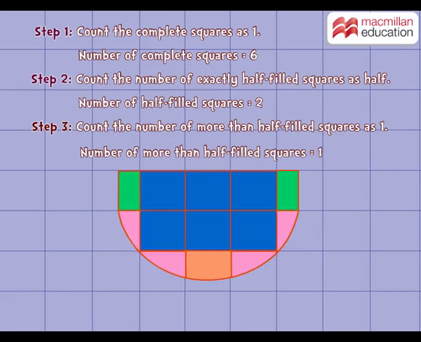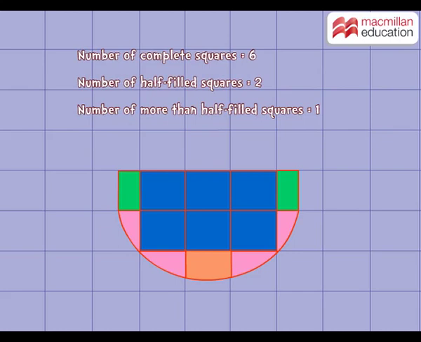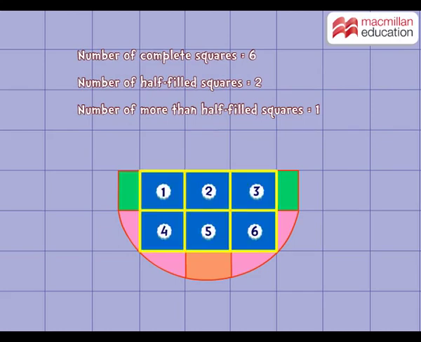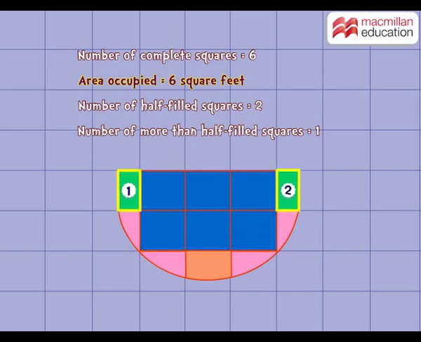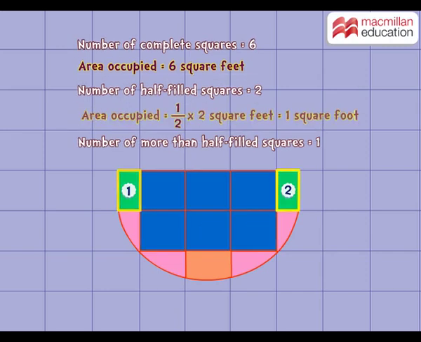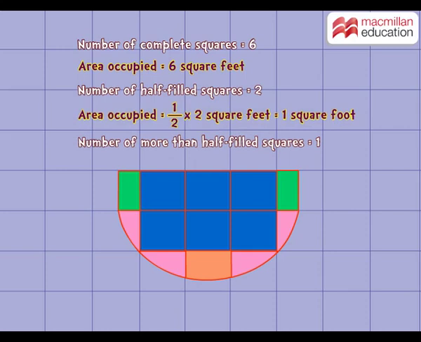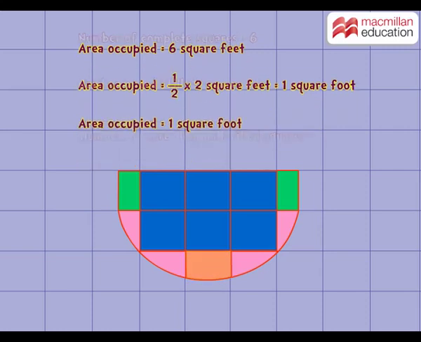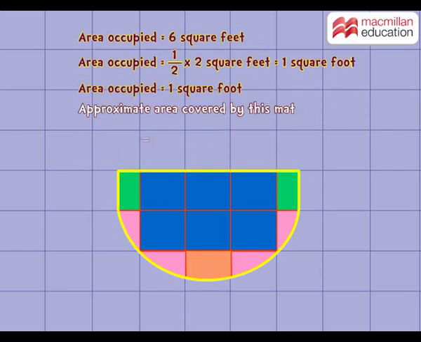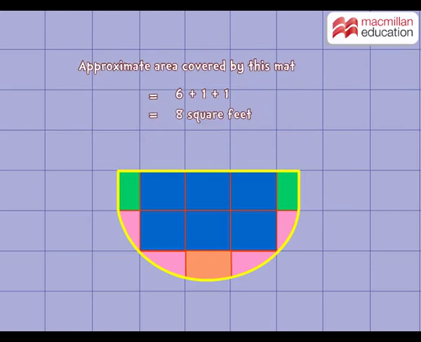Now that we are done with counting the squares, let's now add up the areas covered by these squares. We have 6 complete squares, so the area covered by these will be 6 square feet. We have 2 half-filled squares, so the area covered by these will be 1 square foot. And finally, the area of 1 more than half-filled square is 1 square foot. Adding these areas, we get the approximate area covered by this mat.